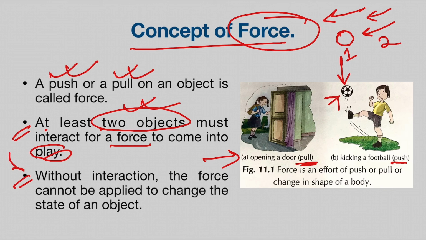Without interaction, the force cannot be applied to change the state of an object. Of course, if there is no interaction between the wind and the football, suppose the wind is not very strong, the wind current is not very strong, but instead it is very calm and very mild, then there will be no displacement of the football.